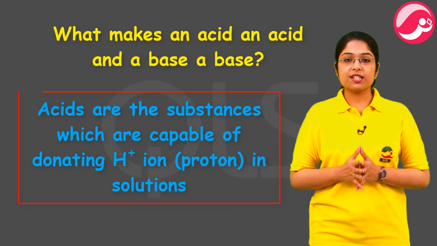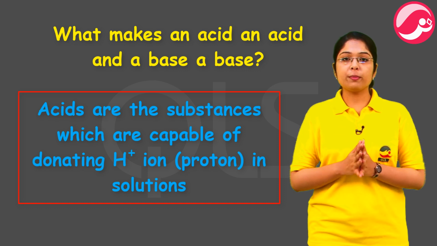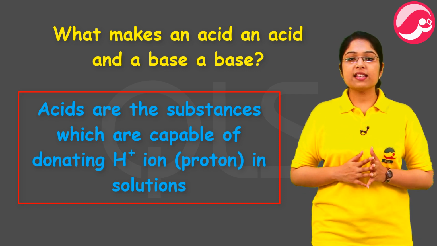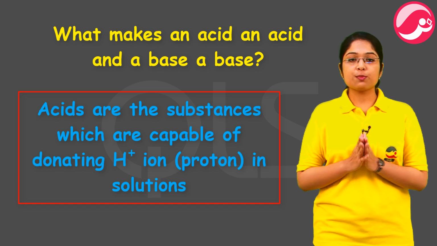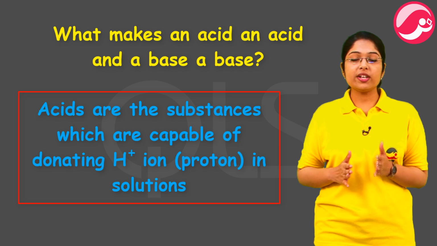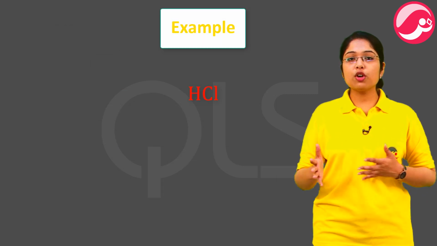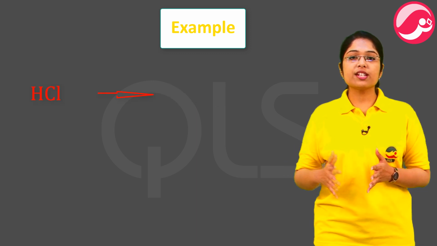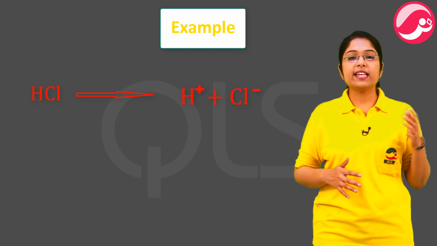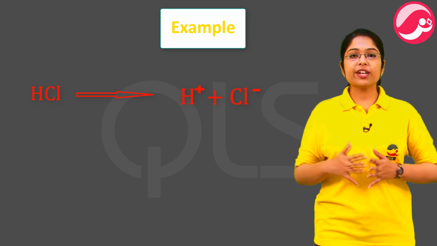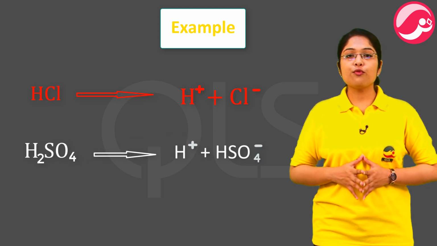Acids are the substances which are capable of donating H plus ion. H plus ion को हम proton भी कहते हैं. So acids give out H plus ion in solution. This H plus ion is responsible for all the properties of an acid. For example, HCl, hydrochloric acid, in aqueous state dissociates into H plus ion and Cl negative ion. Sulfuric acid, H2SO4 dissociates into H plus ion and HSO4 negative ion.